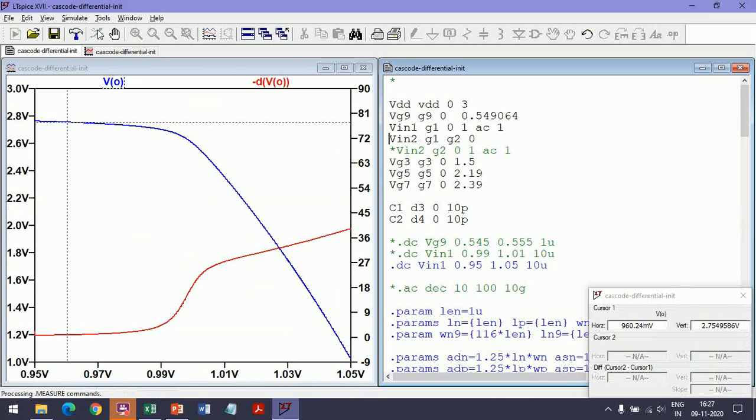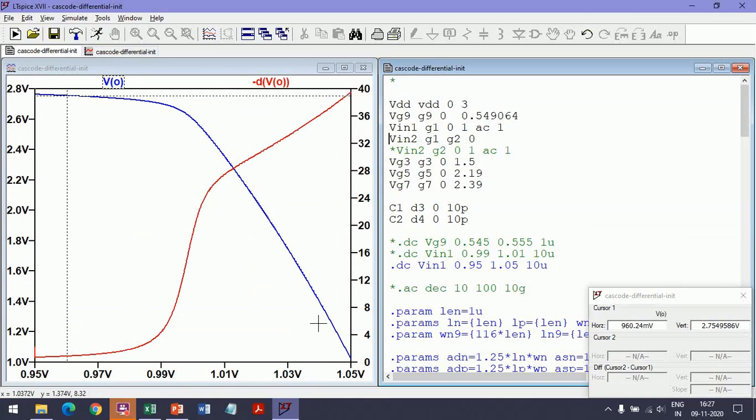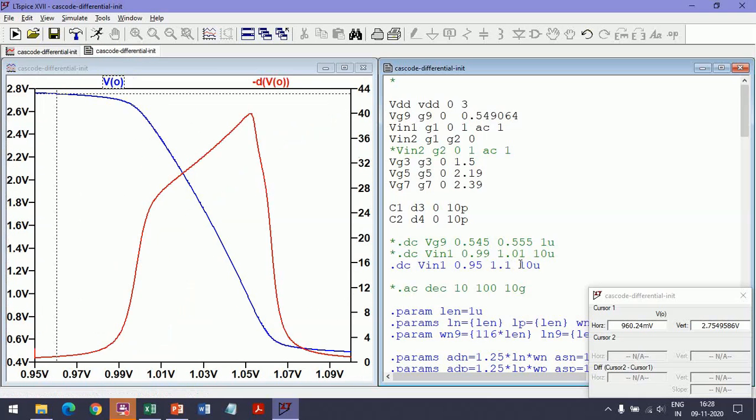The blue is the output voltage for a common mode DC input, but 1.05 is not enough. Let me make it 1.1 so we can see the whole range. Here is the reason why it is better to look at the DC. This is the output voltage as a function of the common mode input voltage. It is of course the same shape, but the slope is much smaller than the differential mode case. As you can see, the gain is varying from about 24 to about 40.